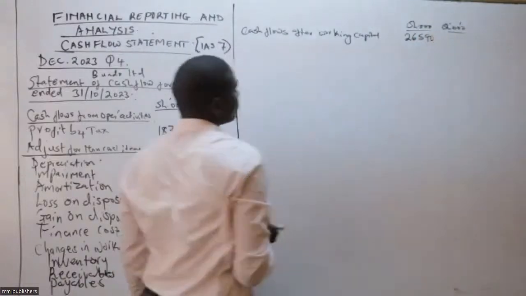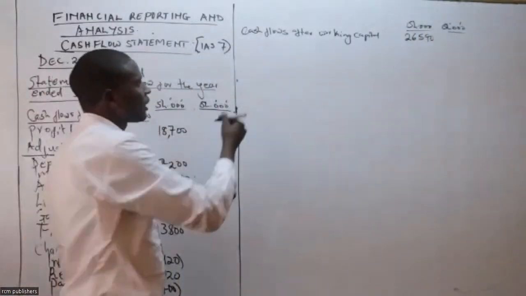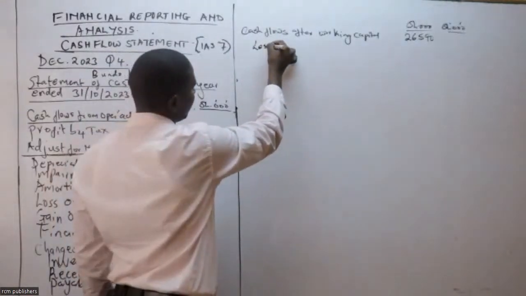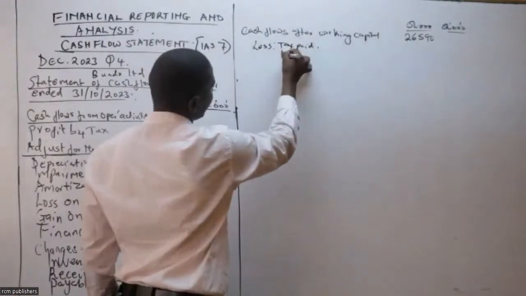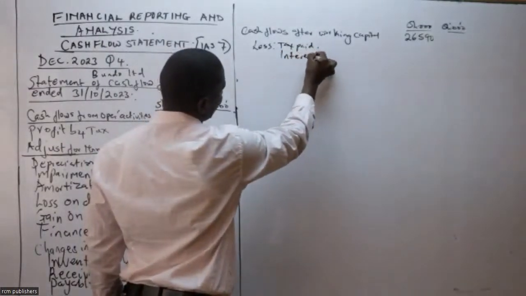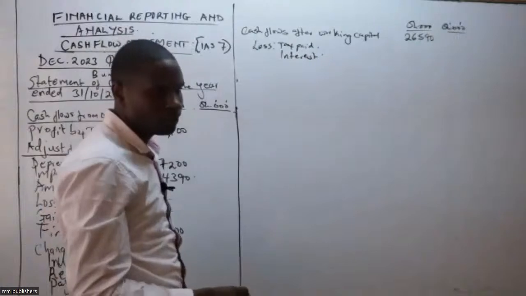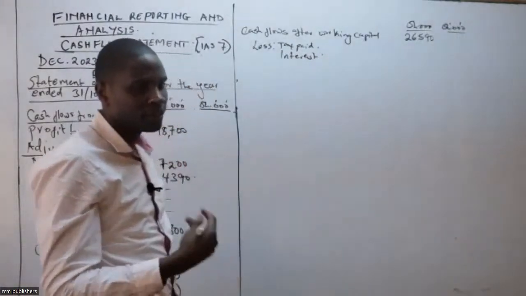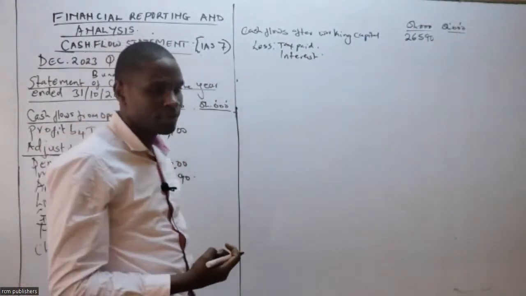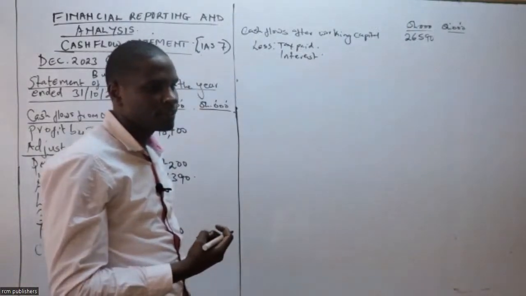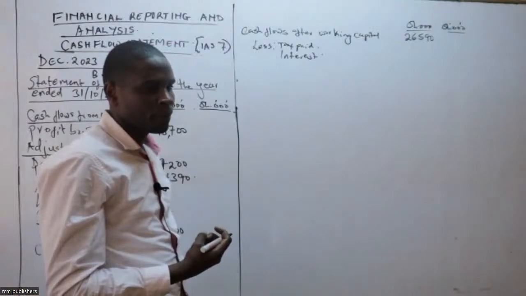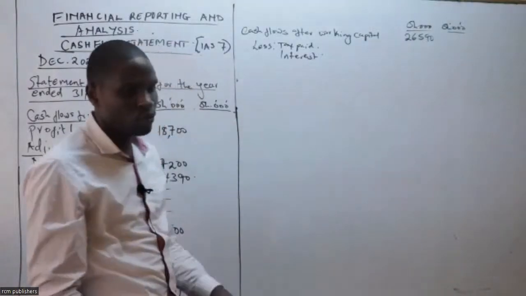Then, class, we were able to compute our tax. Less tax paid, simple, and interest paid. Somebody to remind me, the tax paid was how much? Tax paid and interest paid. Very fast, somebody. I want us to finish up with this and move to the next one.